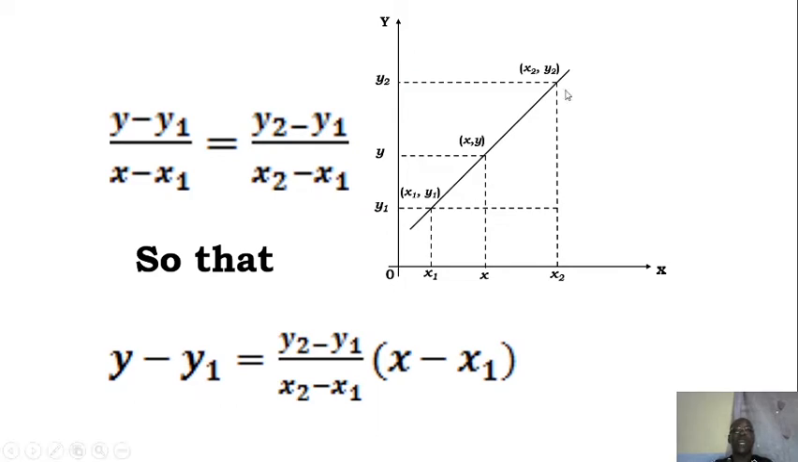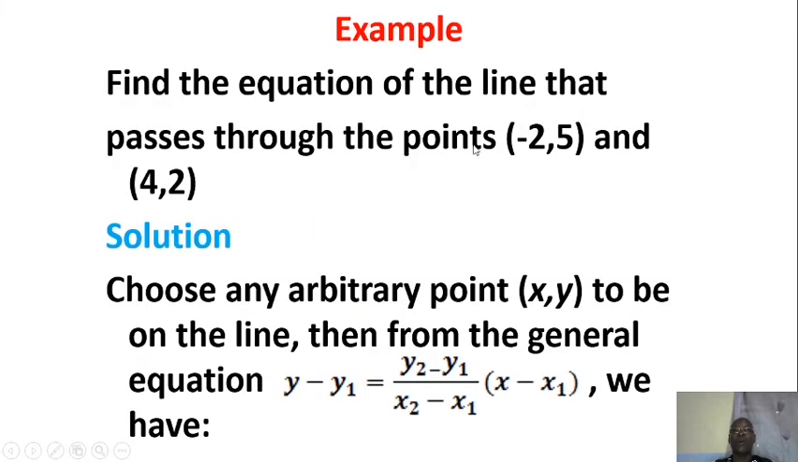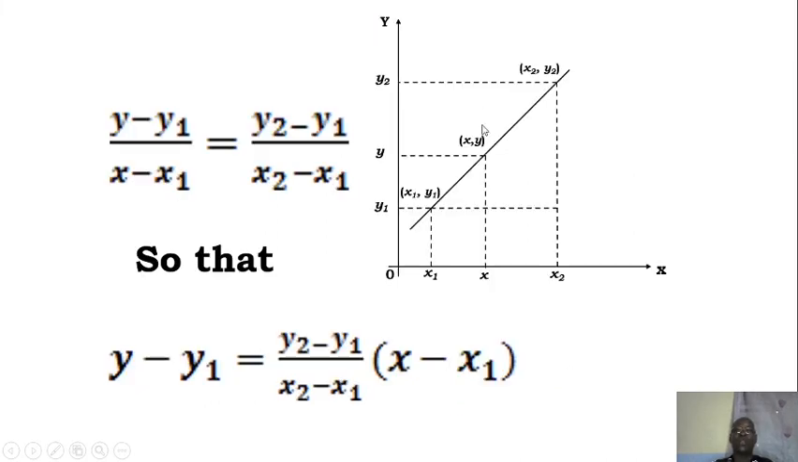Here, we have the straight line with the two points, (x1, y1) and (x2, y2). We just decided to choose the point (x, y) as an arbitrary point, which is any point on the straight line, and we want to take the slope. Remember, since this particular line is a straight line, the gradient is uniform everywhere, as we said before. So the gradient from here to here is equal to the gradient from here to here. As a result of that, we say that change in y over change in x remains constant. y minus y1 over x minus x1.